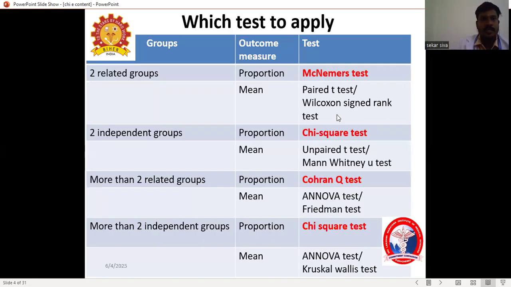If it is non-normal distribution, we can use the Wilcoxon signed rank test. Okay. If the groups are two independent groups and the outcome variable is proportion, we can use a chi-square test.